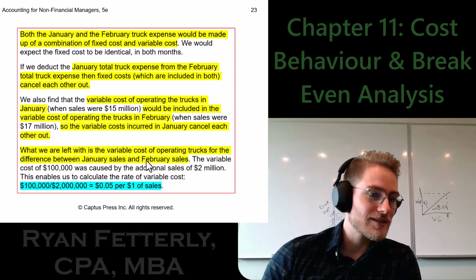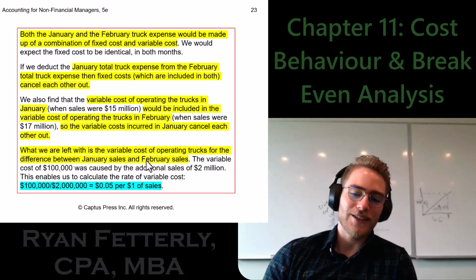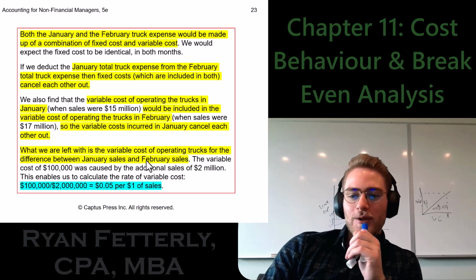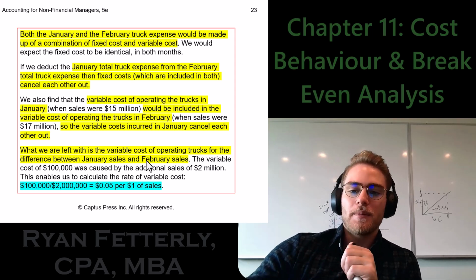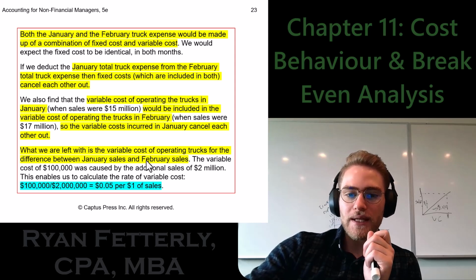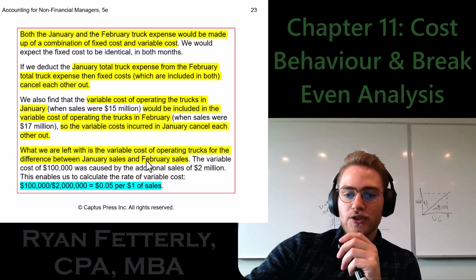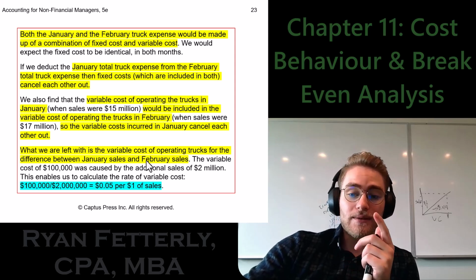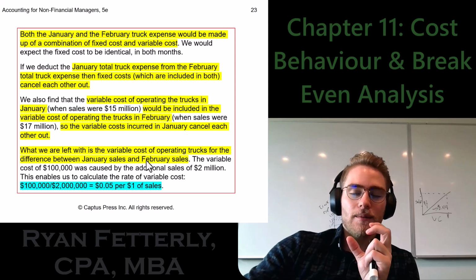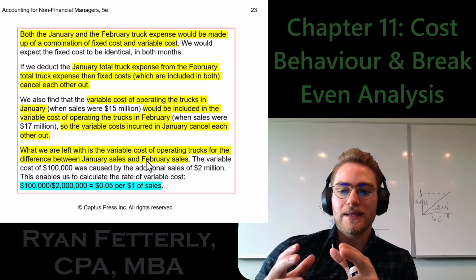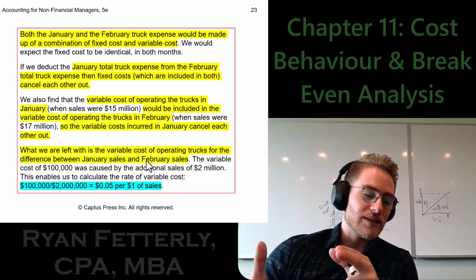Hey, 5 cents. So I was off on my initial guess, but I corrected it in my head. Both January and February truck expenses would be made up of a combination of fixed costs and variable costs. We would expect the fixed costs to be identical in both months. And then if we deduct the January total truck expenses from the February total truck expenses, the fixed portion would wipe itself out.